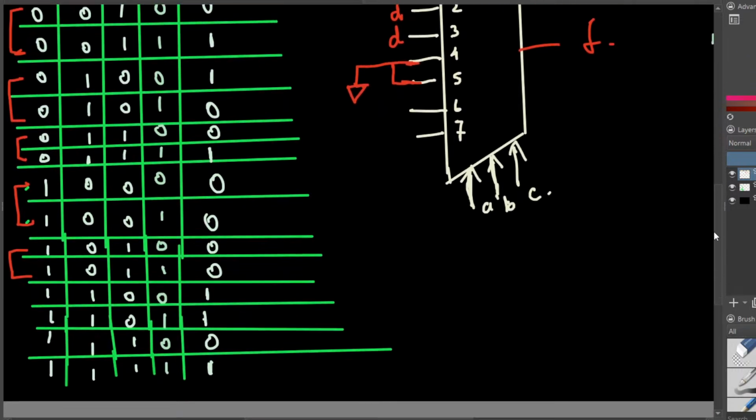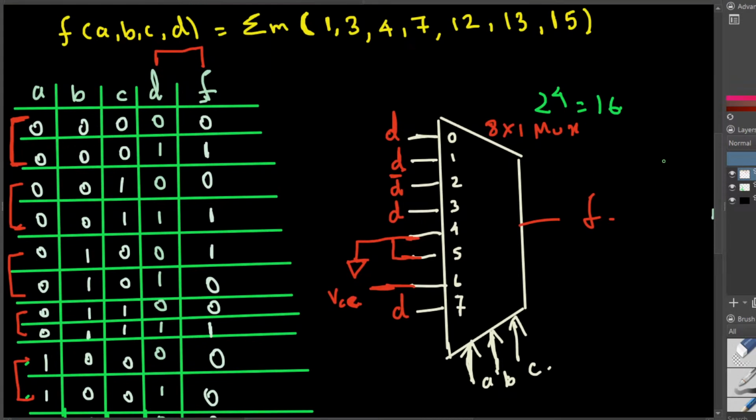Okay, and let's compare these two, 1, 1, 0. When D is 0, the function is 1. When D is 1, function is 1. So regardless of the value of D, the function is always 1. So you connect this one to VCC. Two things you have to remember: if you are always getting 0, you connect to the ground. If you're always getting 1, you connect it to VCC. Let's look at the last two, 1, 1, 1. When D is 0, the function is 0. When D is 1, function is 1. So this is going to be D. Okay, so this is the 8x1 mux design.